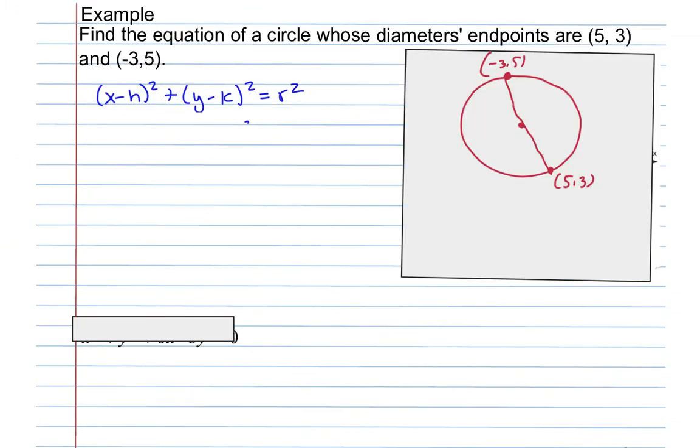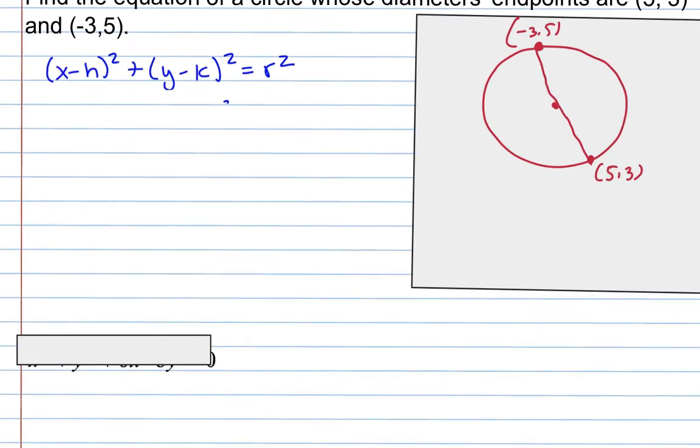For this problem, they said to find the equation of a circle again, but this time they gave us the diameter. It has one endpoint at 5, 3 and one at -3, 5. Which didn't give us a center. And we need the center because that's going to be our h and k. So what you could do, because you have the diameter and you want to find the middle point, which is our center, is use the midpoint formula.